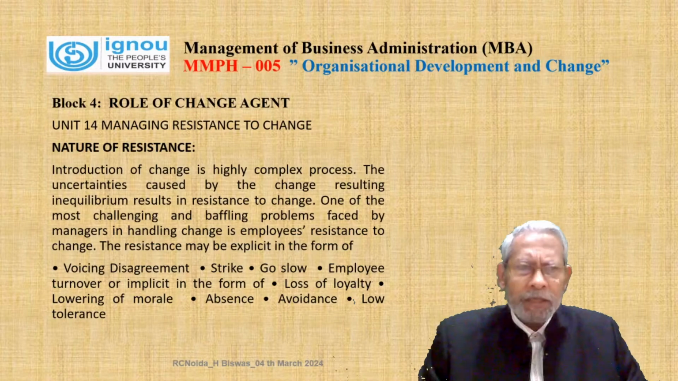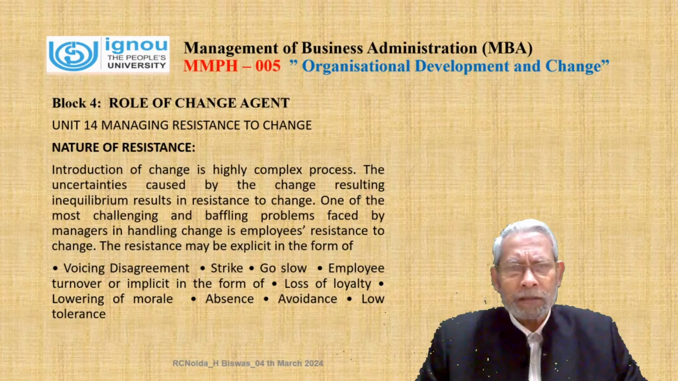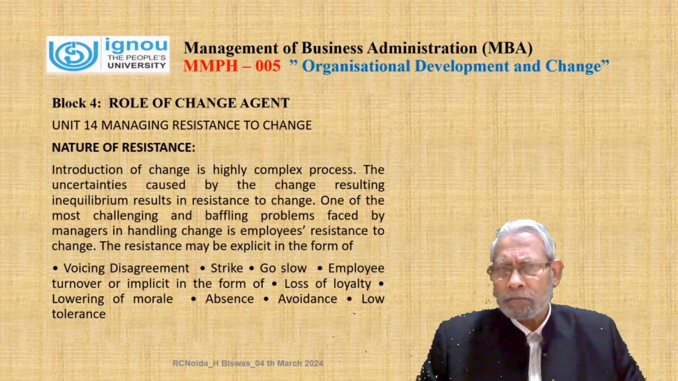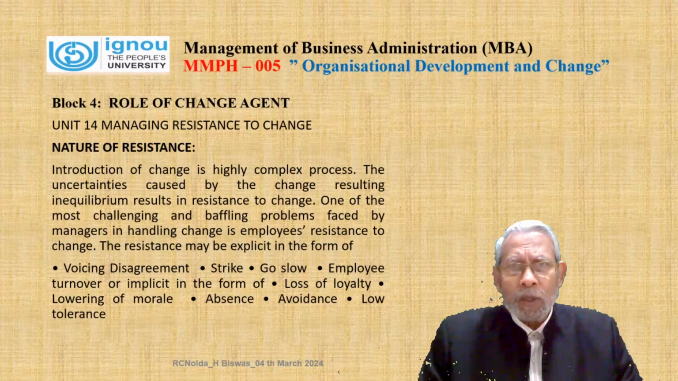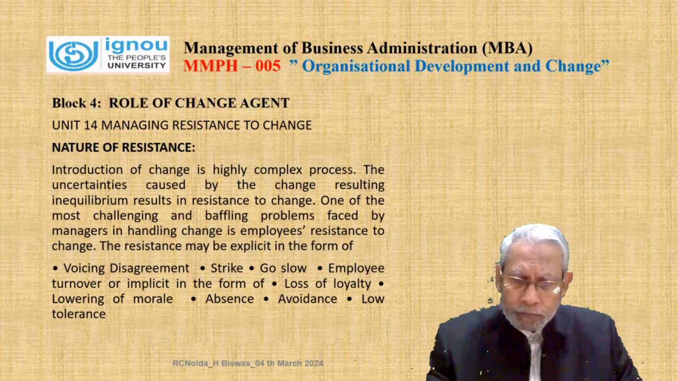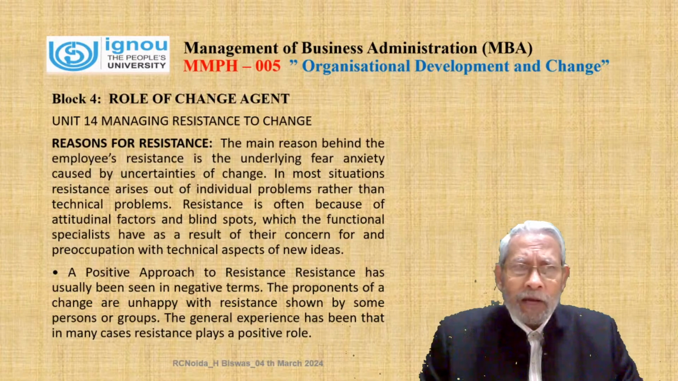So loyalty is also lowered, morale is lowered, then absence, then avoidance: no, I will not do these things. Low tolerance, argument, and short temper. So all these issues come in the different natures of resistance. Now, how to handle it? We have to discuss the reasons behind it, why these things happen.